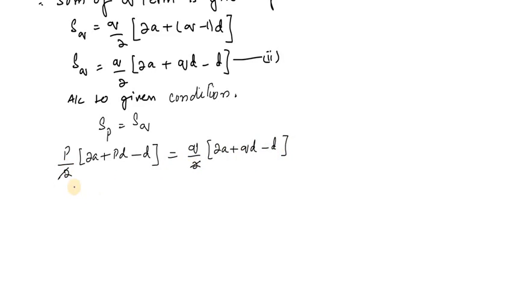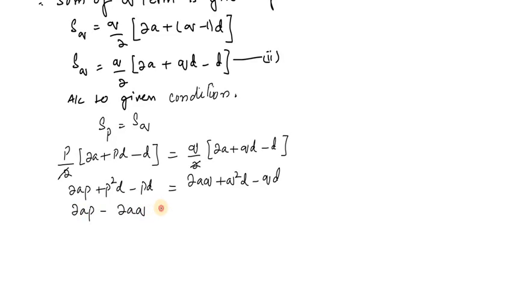2 will be cancelled with this 2, and we get 2ap + p square d − p into d equals 2aq + q square into d − qd. Moving terms, we get 2ap − 2aq, and this is q square d − qd − p square d + p into d.